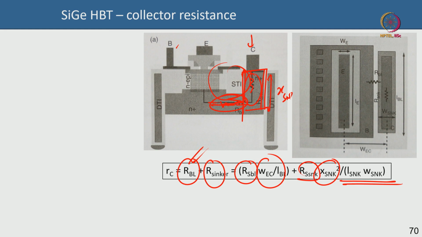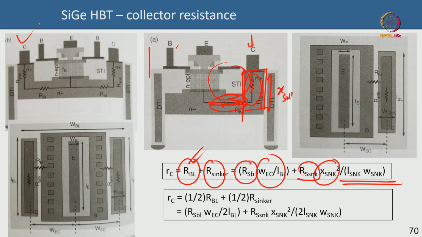Now if you feed this from both sides, imagine there is a collector on the other side also, like the image here. There is a collector on the first side and a collector on both sides.